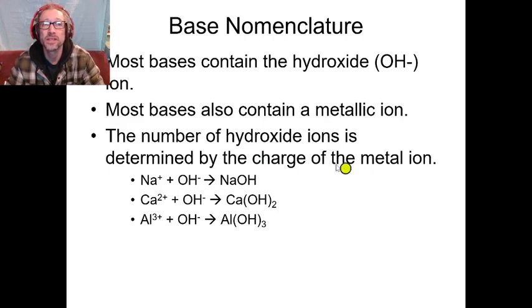And base nomenclature. Most bases contain hydroxide. We'll talk about the different types of bases. Most bases also contain a metallic ion. The number of hydroxide ions is determined by the charge of the metal ion. So a +1, NaOH, a +2, we're going to need 2 of those. A +3, we're going to need 3 of those.